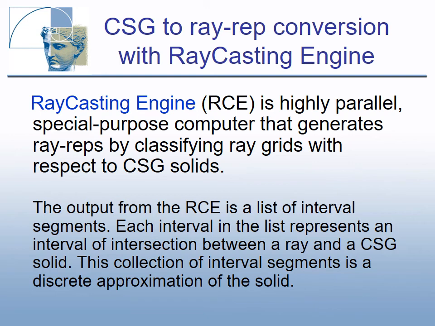The output from the RCE is a list of interval segments. Each interval in the list represents an interval of intersection between a ray and the CSG solid. This collection of interval segments is a discrete approximation of the solid.